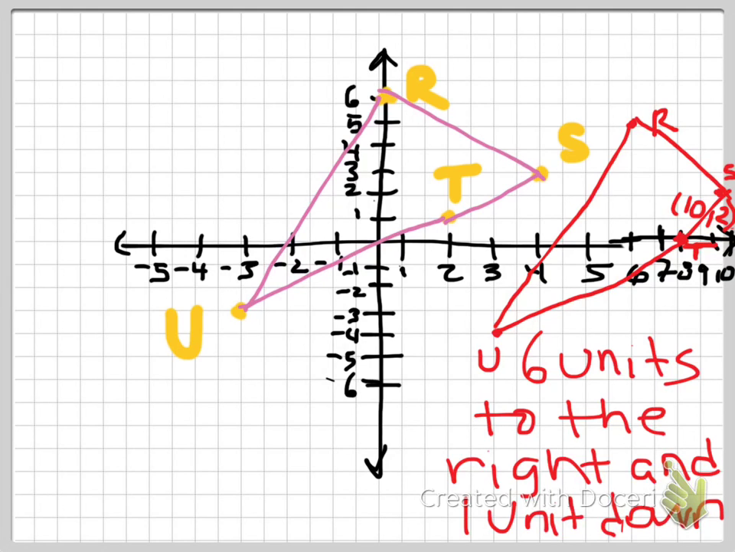And I would recommend doing this for the test, making sure you take each point separately and then translate each point separately. And then you would tell me the coordinates of the points. So R would be 6, 5. S I already have there as 10, 2. T is 8, 0. And U is now at 3, -4. And that concludes our second part to your Chapter 2 test, which is going to be on Wednesday. All right.